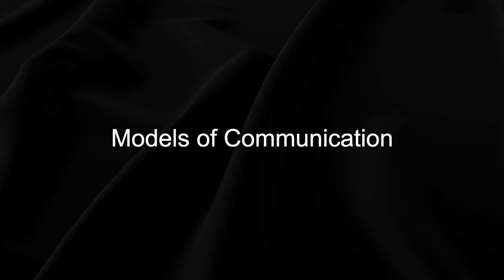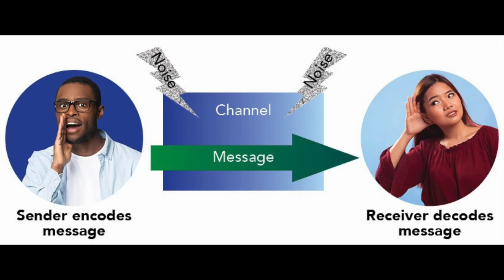The 3 models of communication are 1. Transmission, 2. Interaction, and 3. Transaction. So, to start, let's take a look at the first one, which is the transmission model of communication. And the transmission model of communication, sometimes referred to as the action model or linear model, consists of 5 parts: sender, message, channel, receiver, and noise.